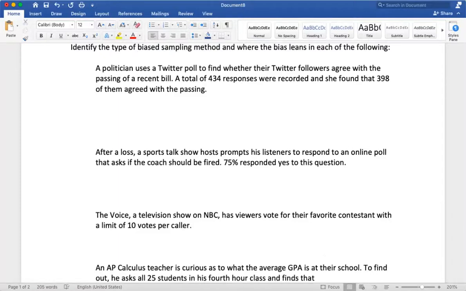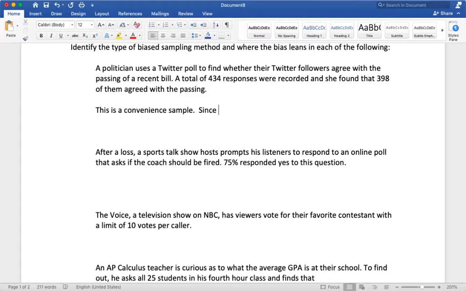So this is a convenience sample. It did not take any effort whatsoever for a politician to just set up a Twitter poll and ask her people that already follow her to respond to the question. So she used convenience sampling, which is very bad and is going to produce very biased results.